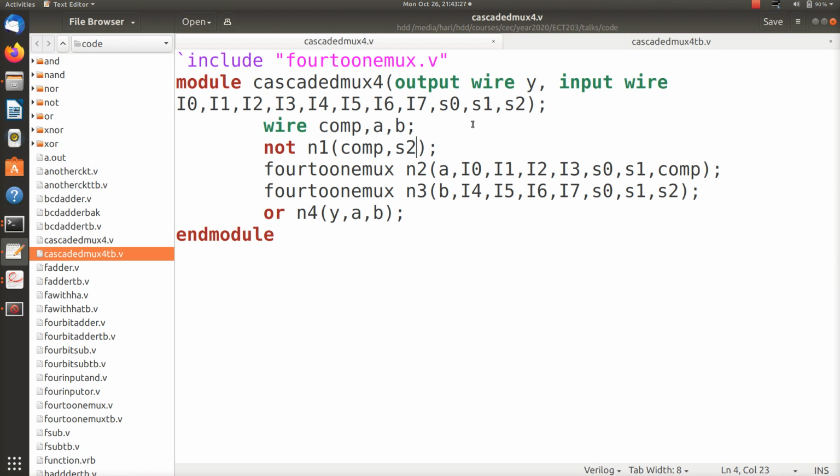Then what I do is I have to complement this S2. This goes to my enable. So for that I use a NOT gate. S2 comp is equal to the complement of S2. That is what it does. Then earlier when I made this 4:1 multiplexer, I made it with active high enable.